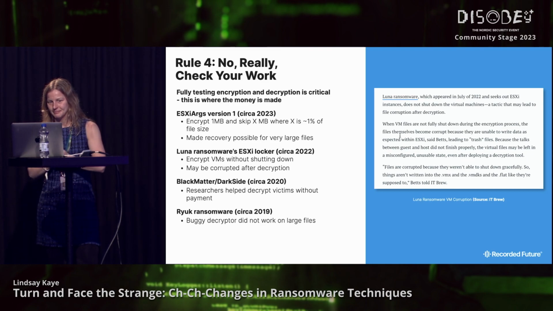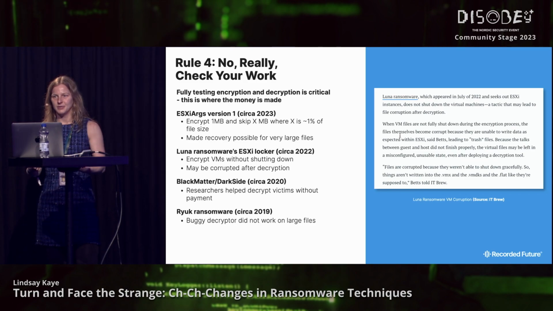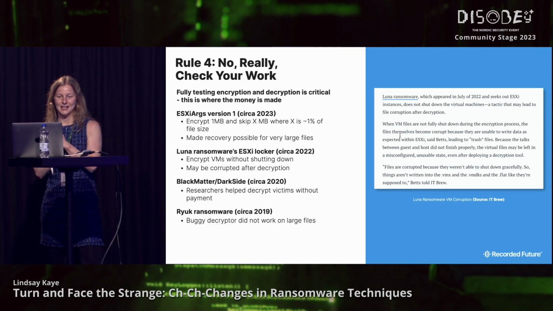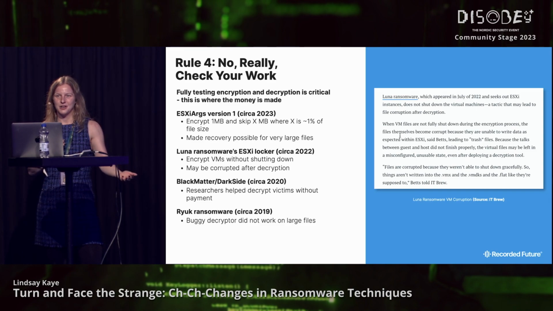But they weren't the only one. Luna Ransomware also has an ESXi locker, circa about 2022. And one of the things that most people with ESXi lockers do is they will shut down the VM and then encrypt it. However, they just encrypted them without shutting them down. So while this won't always lead to corruption, it's pretty plausible that trying to decrypt it led to corruption, and then the victims paid you to decrypt their stuff, and you broke it.